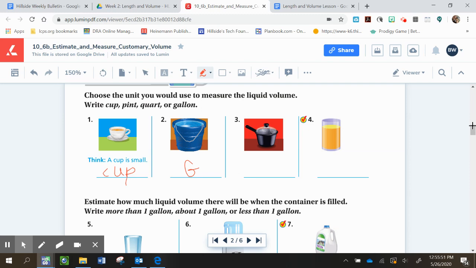We have these last 2 here. This orange juice glass is a little bigger than this cup. So I'm going to say this is a pint. And then this one is going to be our quart, and I'll just use Q for that. Okay, so that is what you might use to boil some water and make some pasta or something in that. So that is about the size of a quart.